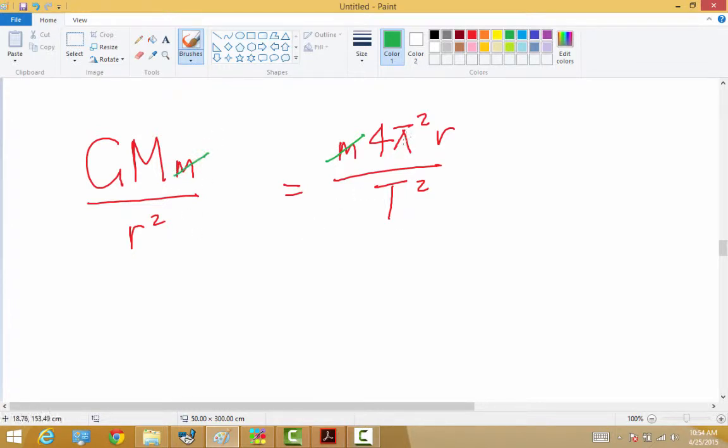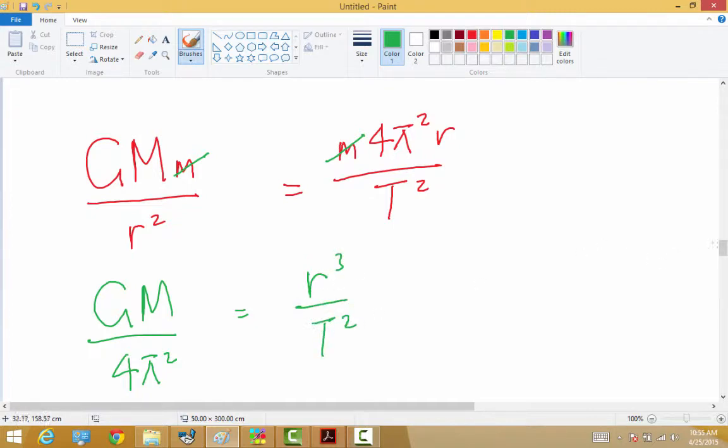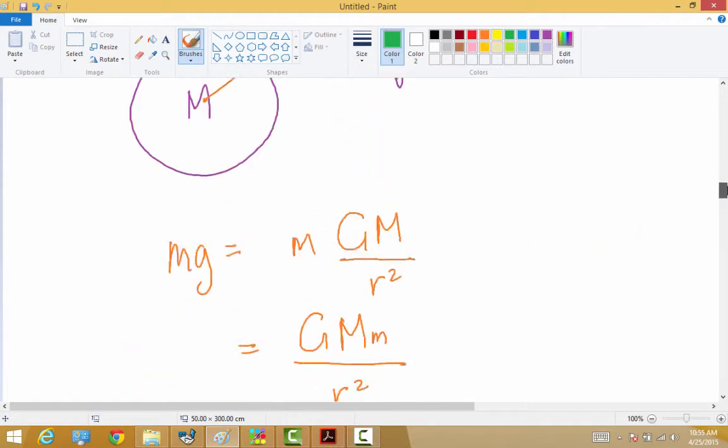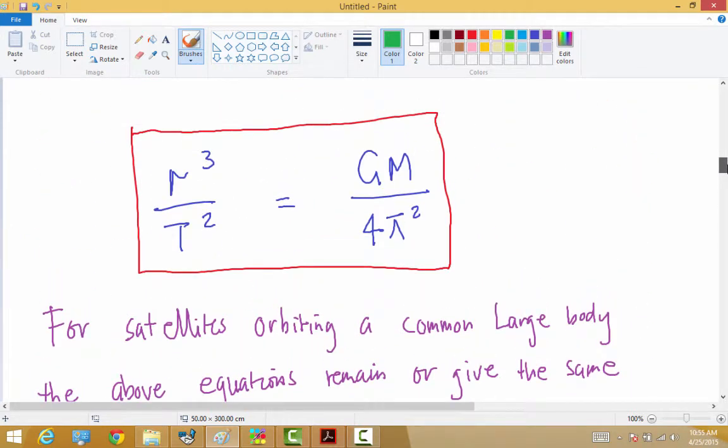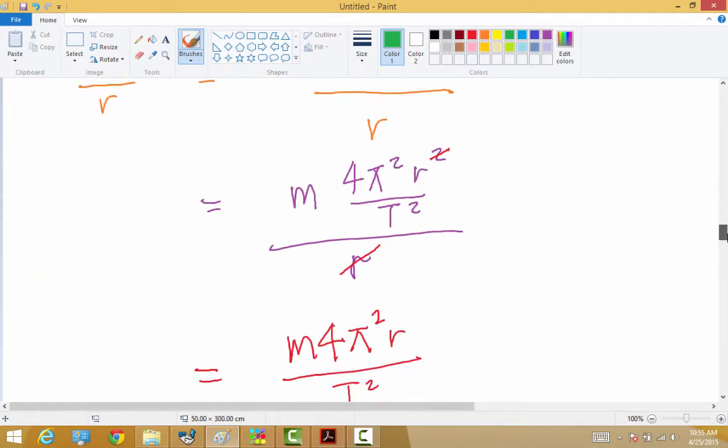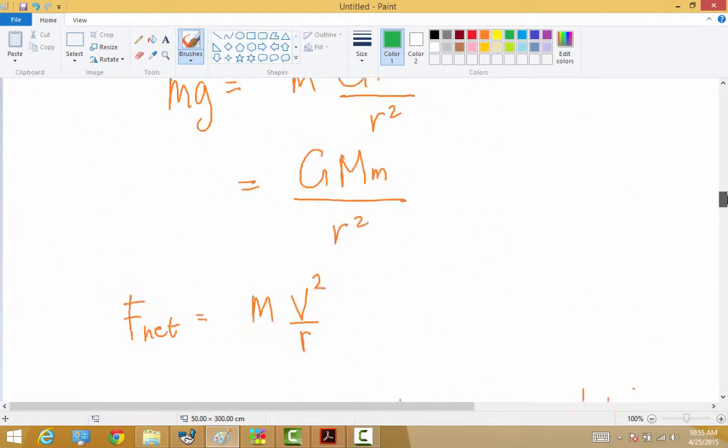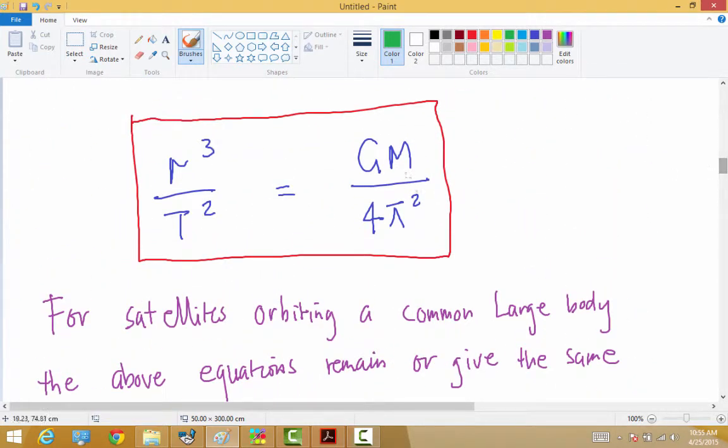We can bring the 4 pi squared to one side, so GM over 4 pi squared, and we can bring the r term together, group the r terms together, so you get r cubed over t squared, and we can see that it's the same as the formula we have here. Exactly the same.